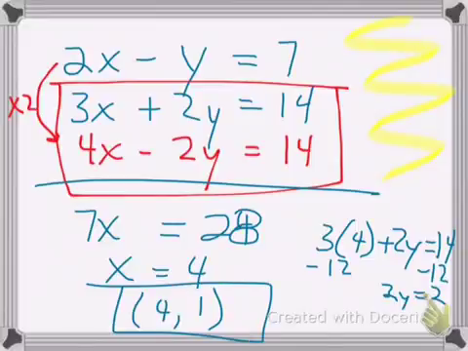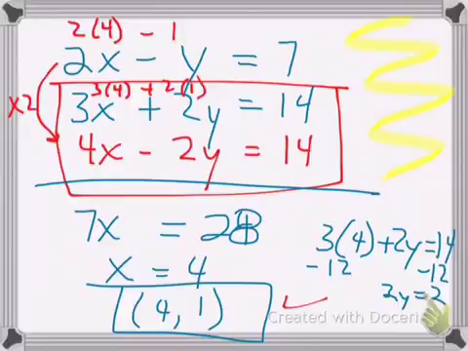Now, check it. What's 2 times 4 minus 1? 7. That was good, right? What's 3 times 4 plus 2 times 1? 12 plus 2 is 14. So that is definitely the correct answer. You can know that you know that you know that your solution is correct. It is nice to know.